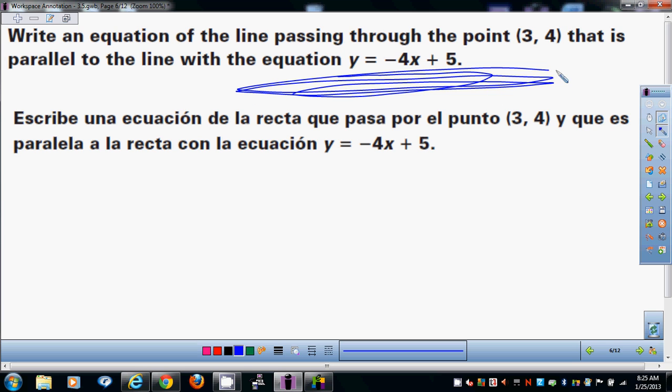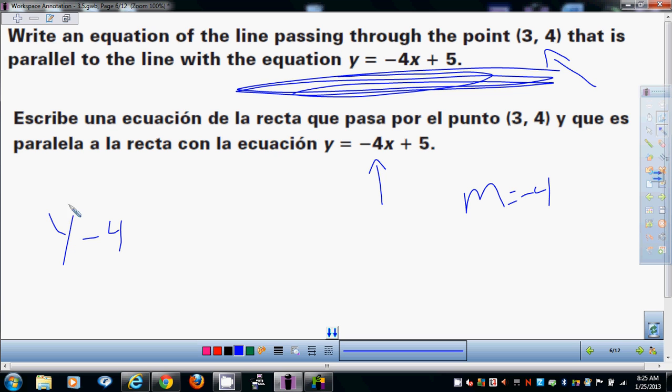Negative 4. Remember, y-intercept form, it's the number being multiplied by the x. Now all you need is that and this point, and we're off to the races. Y minus our y value, this is that point slope form I just gave you. This is the easiest way to do it. Point slope form. So y minus 4 equals the slope times x minus your x value.